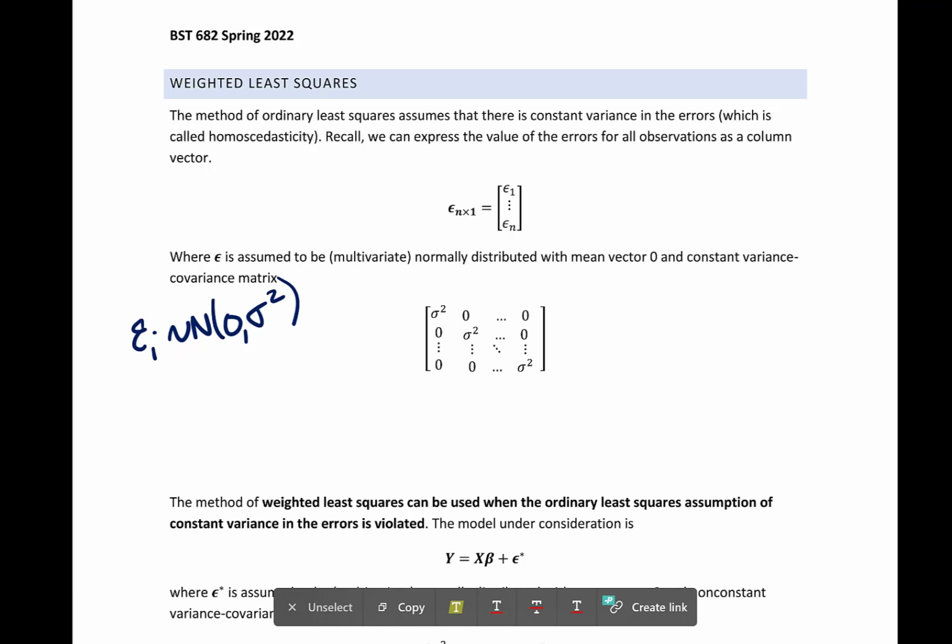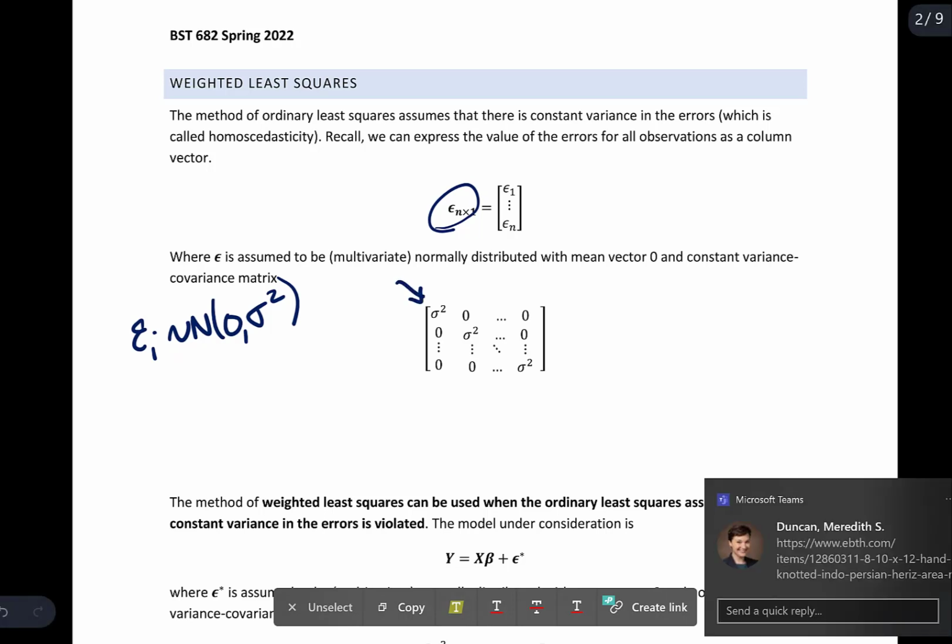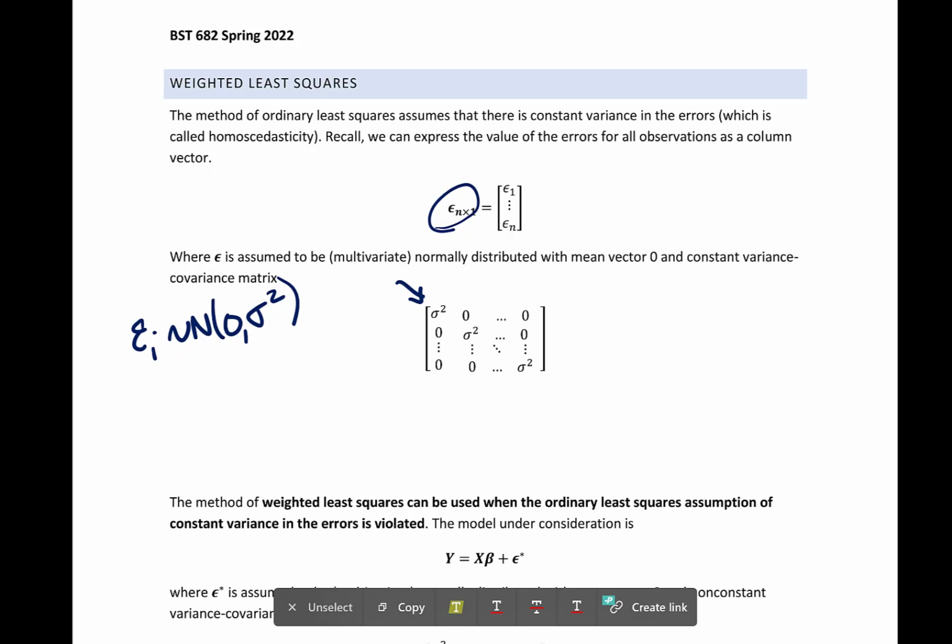The assumption is they're normally distributed with mean 0 and variance equal to sigma squared. Notice in this context, sigma squared does not have an i on it. In other words, all of the errors have the same variance or standard deviation, so we have homoscedasticity. If we wanted to, we could look at epsilon, the vector, instead. Epsilon is assumed to be multivariate normally distributed, with mean vector 0 and constant variance covariance matrix. Here is what that covariance matrix would look like. Notice along the diagonal, sigma squared is the same, and they're all independent of one another.